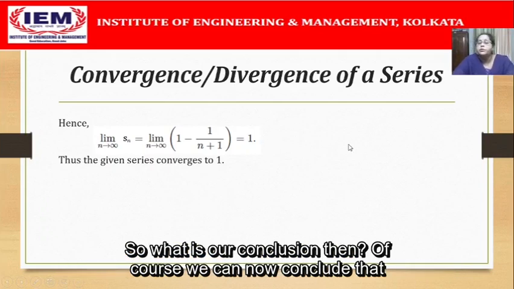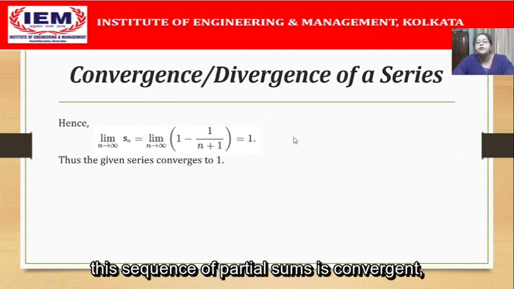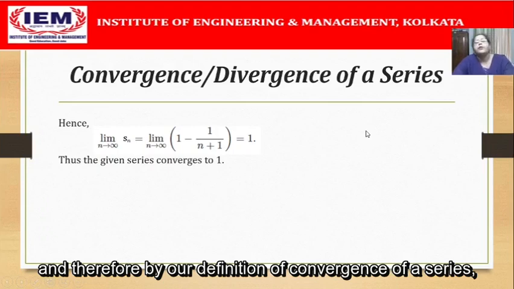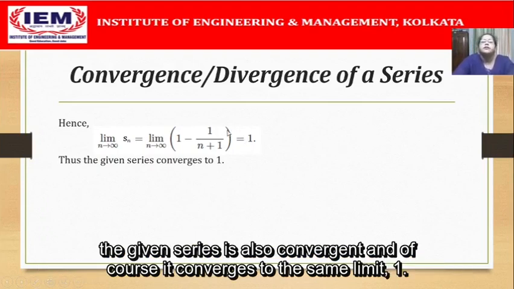So what is our conclusion then? Of course, we can now conclude that this sequence of partial sums is convergent, and therefore by our definition of convergence of a series, the given series is also convergent, and of course it converges to the same limit 1.